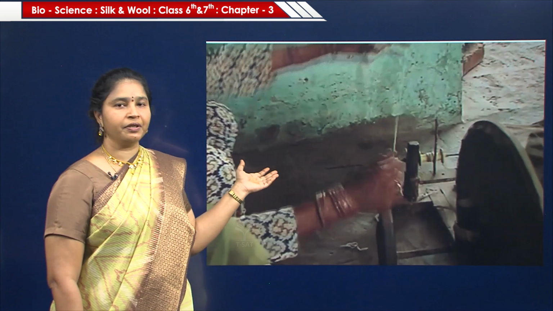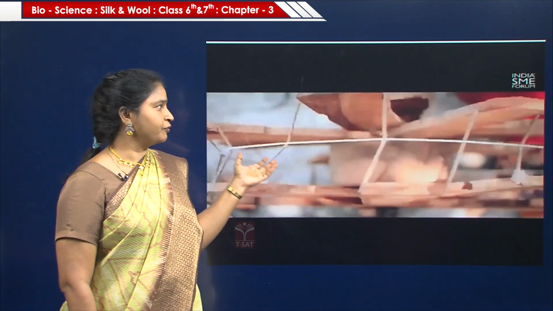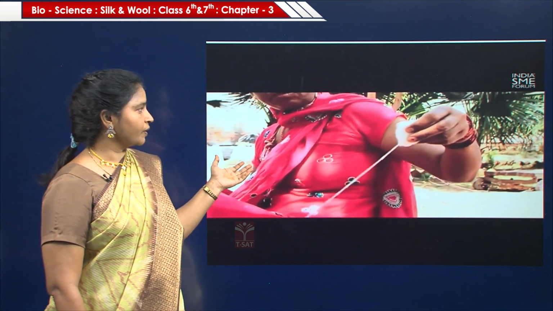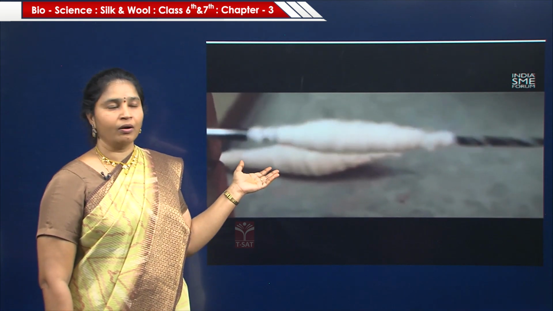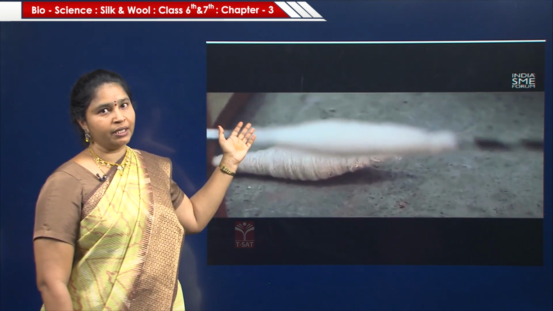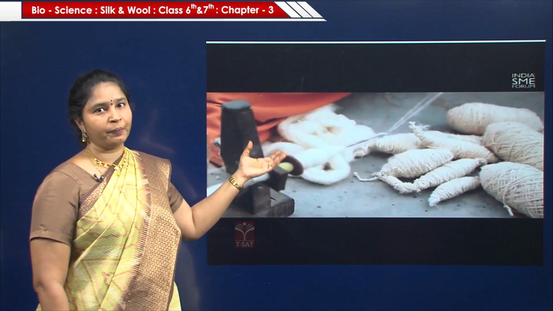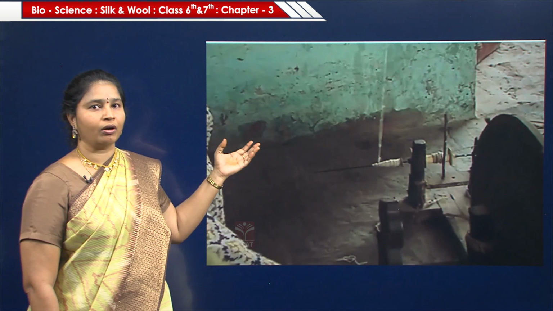Now you can see in the video, she is making the fibers from the cotton with the help of a charka. What happens in the bigger industries is that the machines automatically prepare the fibers from the cotton.